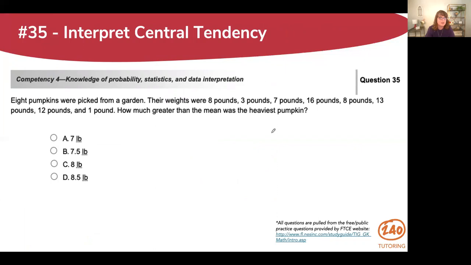So it's asking us how much greater. When we want to figure out the difference between two numbers, how much bigger, smaller something is, we know we're going to do subtraction. And then it says than the mean. So we know we're going to have to find the average. All right. And then it says the heaviest pumpkin, which if you look at this list is 16 pounds. Okay. So we've got to find the average. We've got our heaviest pumpkin and we know we're going to subtract.